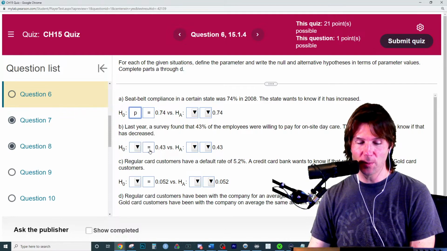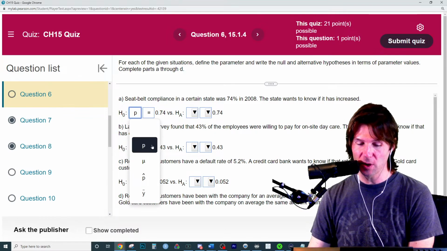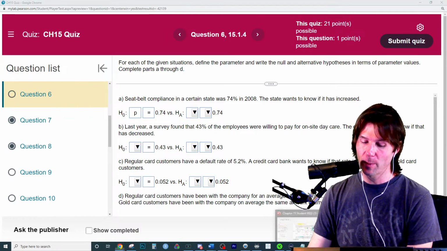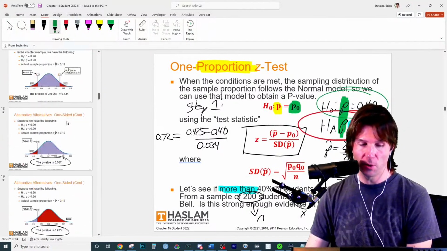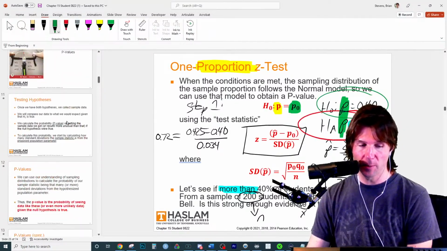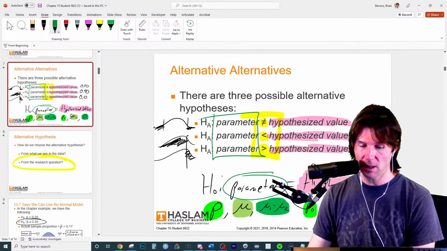But that would be the proportion of people who wear a seatbelt, not the sample proportion, but the true proportion right there. Make sure to remember when you're doing this, there's only a few things we will put in there for the parameter of interest. I'm going to show it again here on the slides.